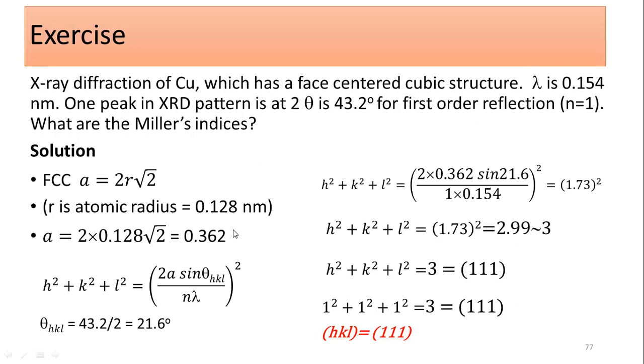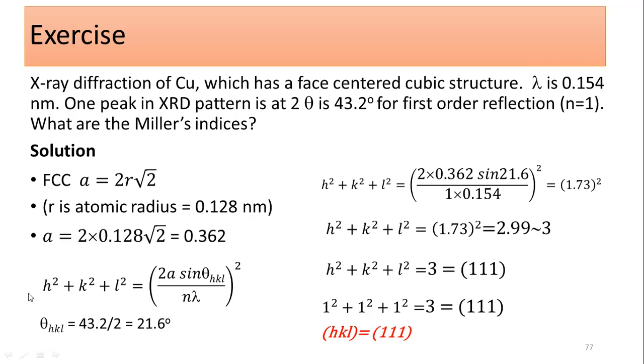So the first step is to calculate the a. Here theta is given, lambda is given, n is given, that is the first order, and a is unknown. For the face-centered cubic structure, a will be equal to 2r root 2, and r is the atomic radius having the value of 0.128 nanometer. When you put the value in this equation, this is the answer, 0.362.